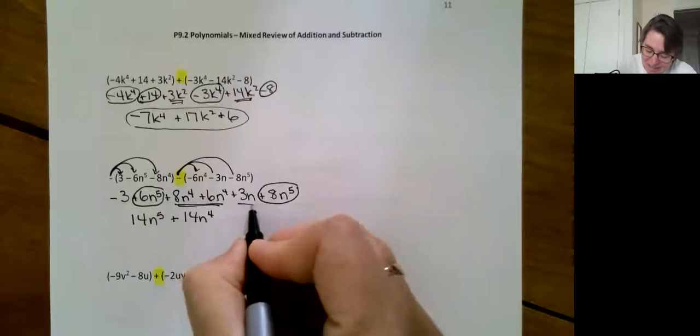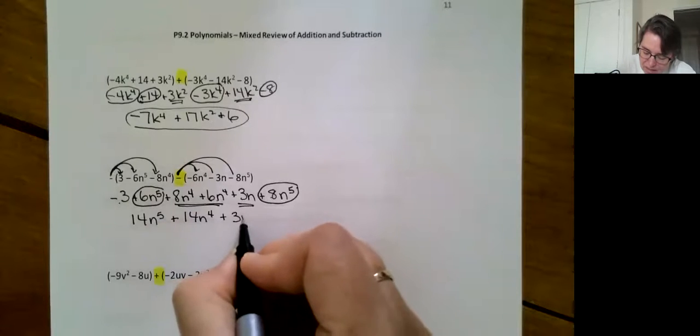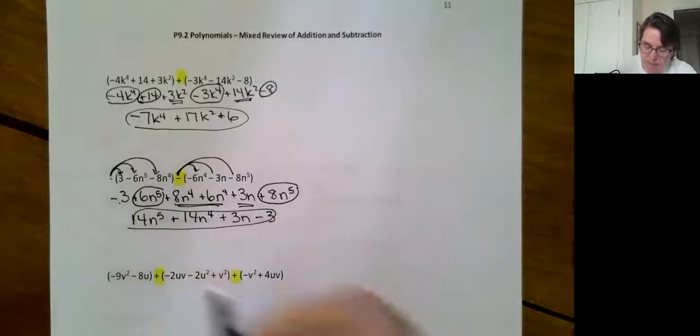Now we got a 3n here. Oh, that one didn't match, so there's only 3n. Bring it down, and minus 3. And there we go. Ta-da.